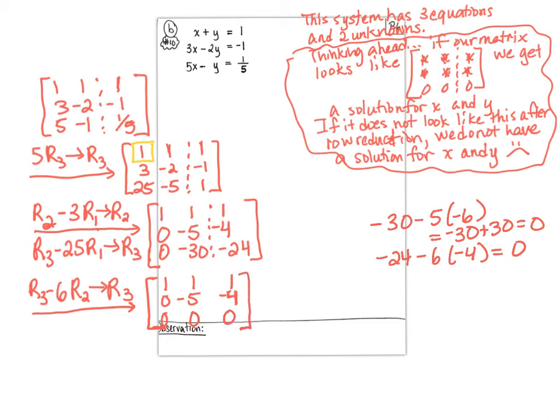Oh, so we got a row of zeros, which means we're on a good track, right? Because what does this mean? There's a solution for X and Y. It's different if your matrix is a 2 by 3 matrix, like in the previous example. But since we have a row of zeros here, that means that we have this form, which means we have a solution for X and Y.